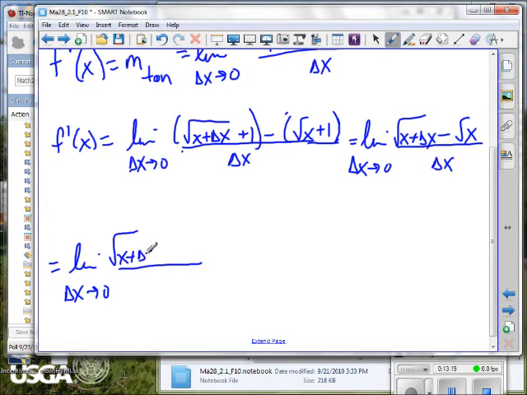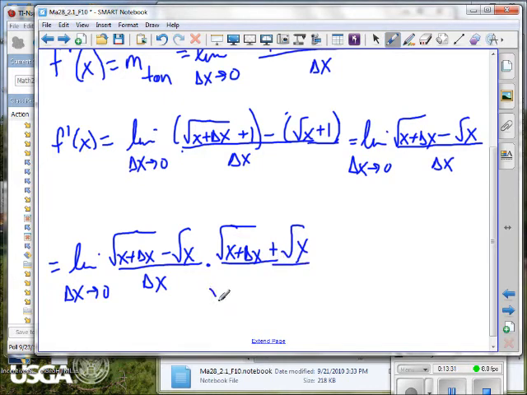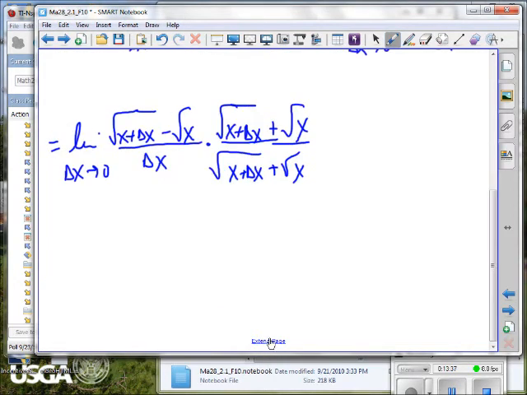If I had more room over there, I wouldn't be writing it out one more time like this, but it bears repeating. Now you said use the conjugate. We're going to do that. And now plus the square root of x. Okay. Limit as delta x goes to 0.